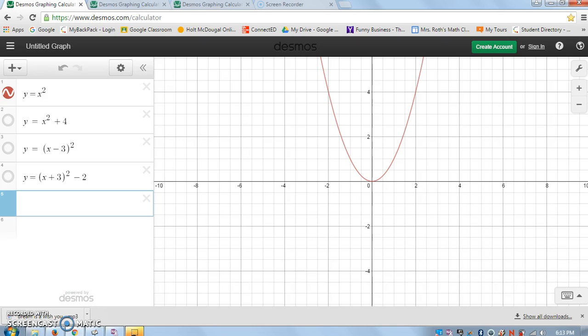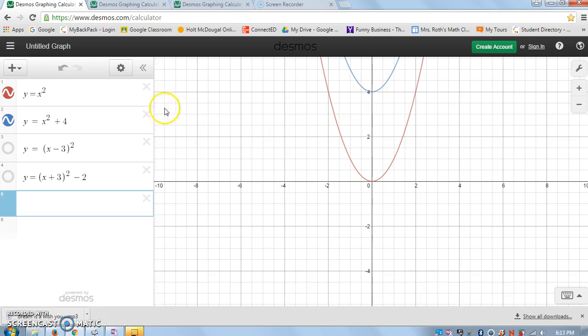So let's just very briefly review quadratics. This y equals x squared is the parent quadratic, okay? And this here, I'm going to turn this one on, y equals x squared plus 4. This 4 right here pushes the parabola up 4 units, so it translates it up. So now the vertex is here.